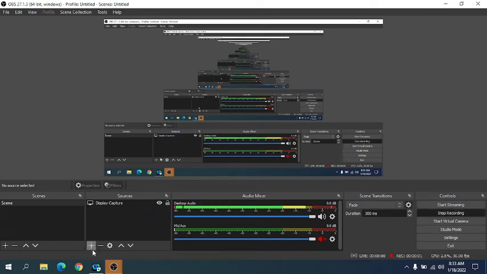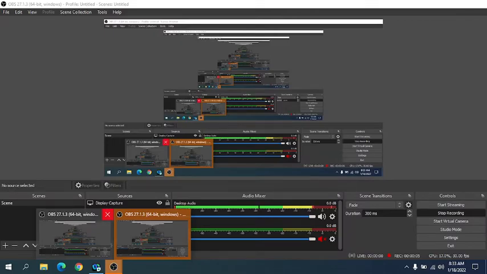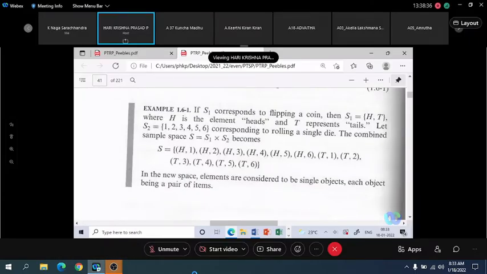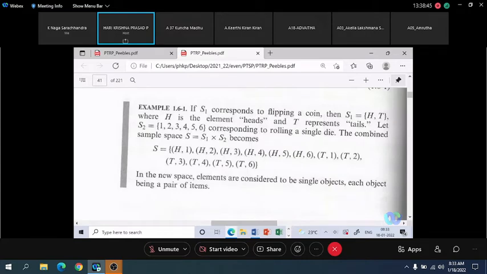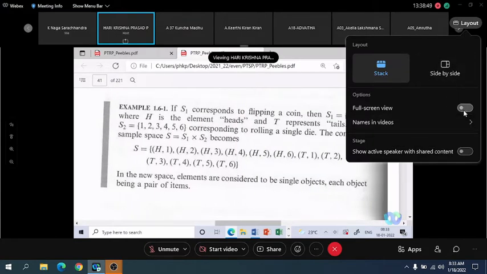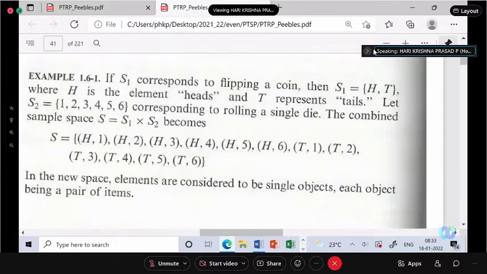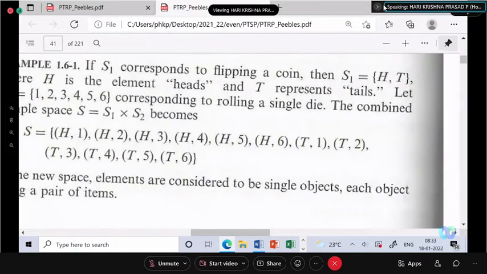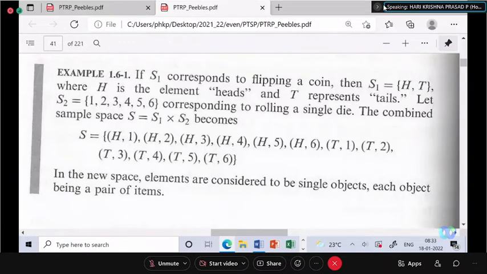All elements from sample space S2. What does it mean? In the case of tossing a die and tossing a coin, that is what this example says. So when we consider tossing a coin as experiment 1 with sample space S1, then the elements of that experiment include head or tail, right? H comma T.